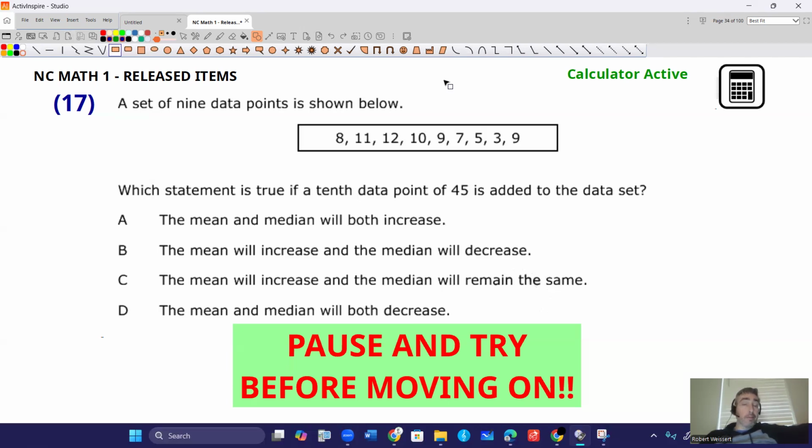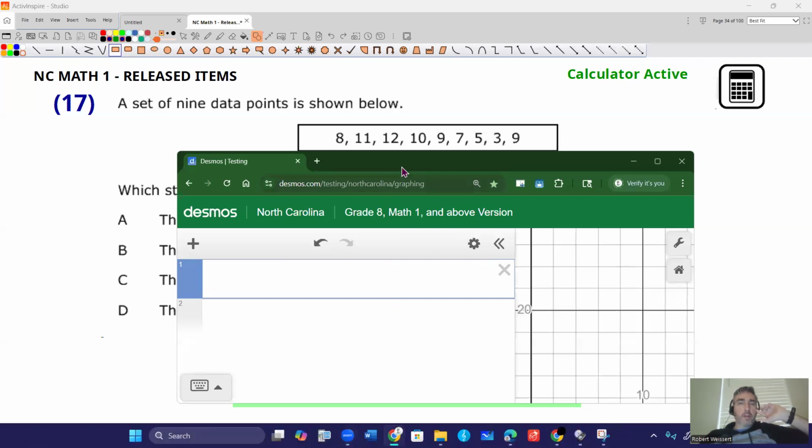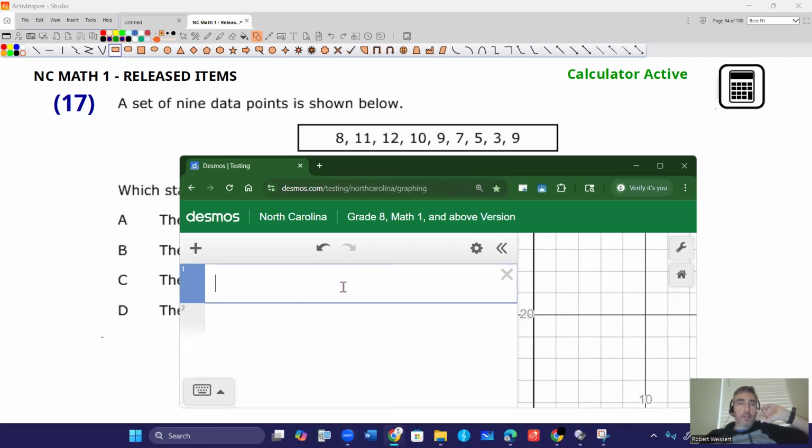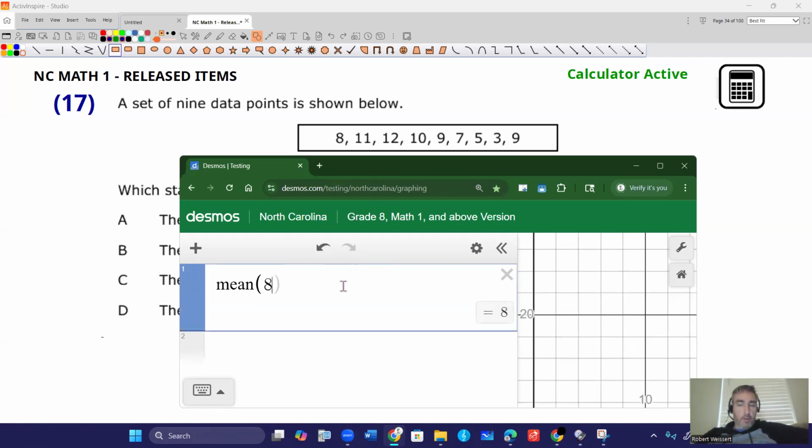So you can do this without a calculator, but you've got to think about it, or you can do it with a calculator if you don't feel like thinking through it. We'll go the calculator route first. If you just feel like plugging the numbers in and seeing what happens, it's not that hard. If you want to know what the mean is, you just type in mean, literally the word mean, parentheses, and key in the numbers with commas in between: 8, 11, 12, 10, 9, 7, 5, 3, and 9.